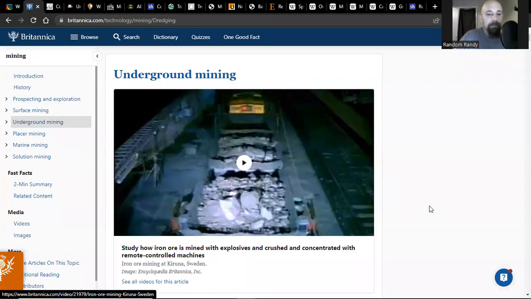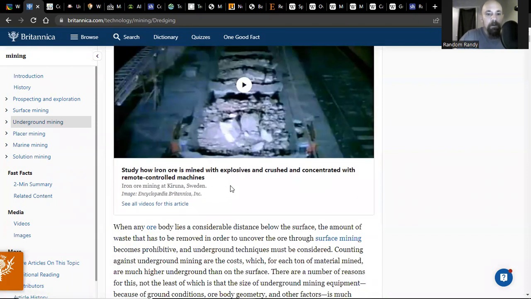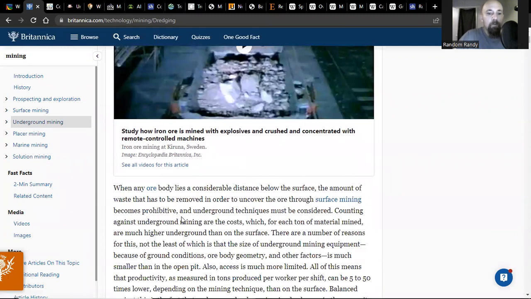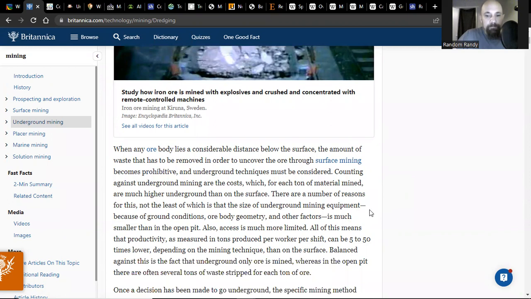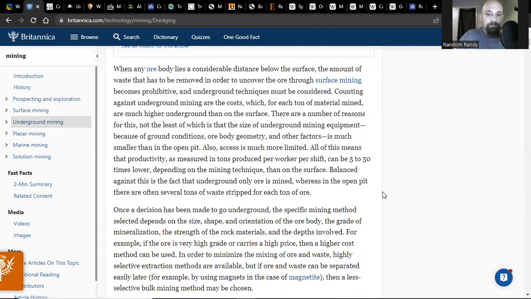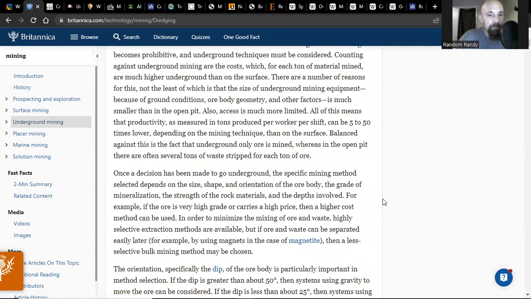Now, underground mining. Okay. And I don't have the audio putting through, which is fine. Now, when ore lies below the surface considerably, the amount of waste that has to be removed to uncover the ore through surface mining becomes prohibitive. So underground techniques must be considered. Okay. So that's when they go underground, dig tunnels, right? Remove the ore through those tunnels. Okay. It's a very expensive method.